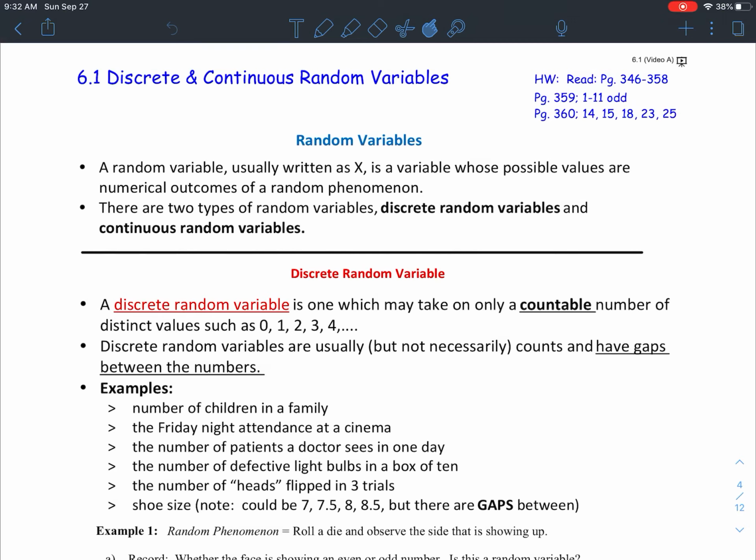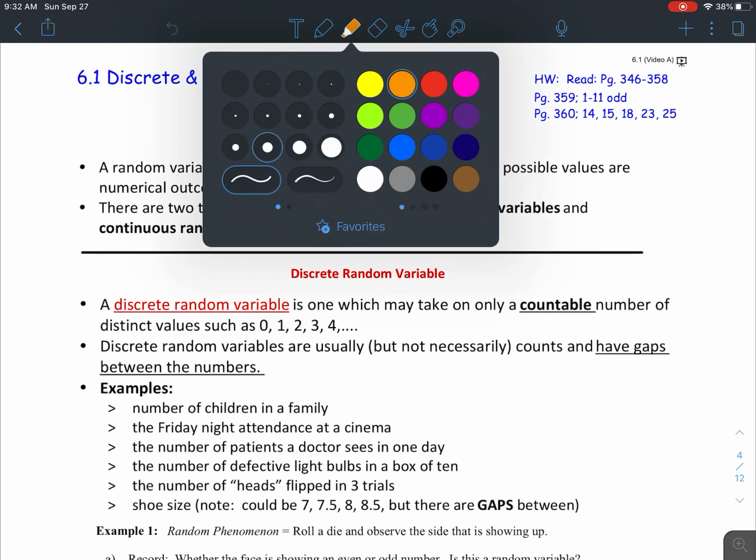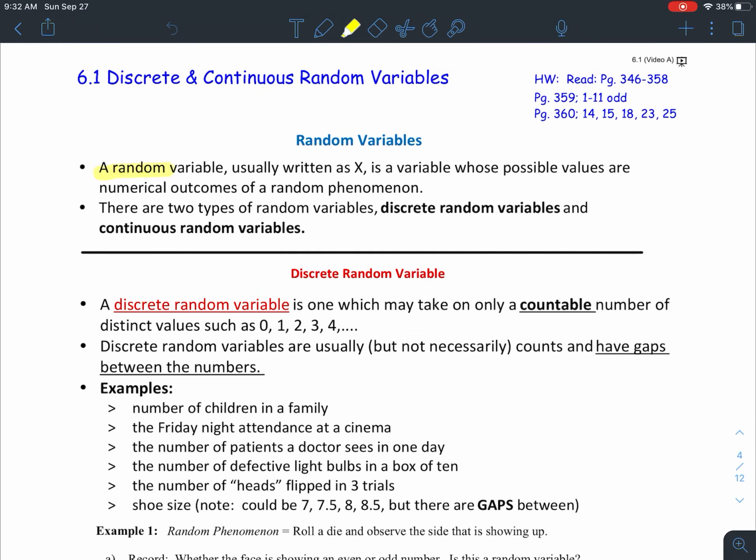Okay, we're going to be starting chapter 6 here today. This first section in chapter 6 deals with what are called random variables, and we're going to be discussing two different types of random variables, discrete and then continuous. A random variable is often denoted by a capital letter, can be X, Y, but it's a variable whose possible values are numerical. Okay, they're definitely numerical outcomes of some random phenomenon.